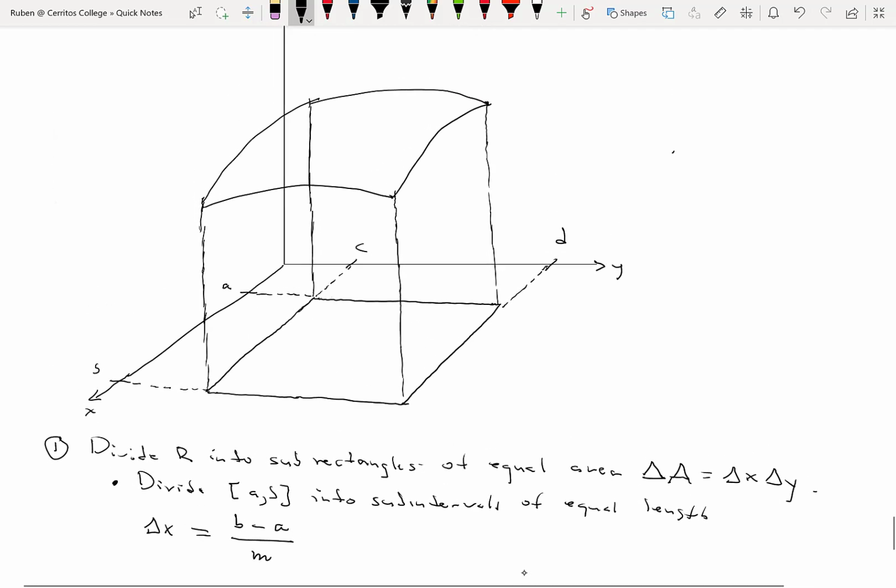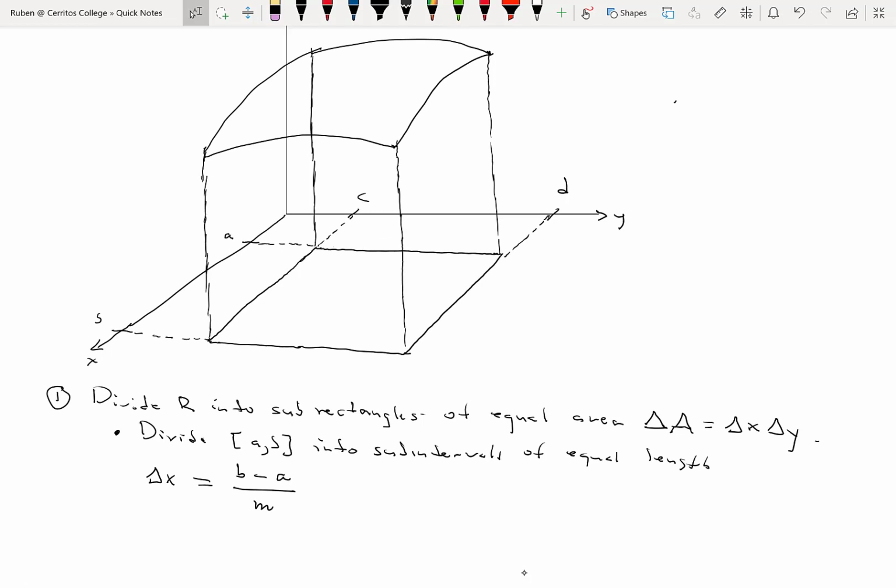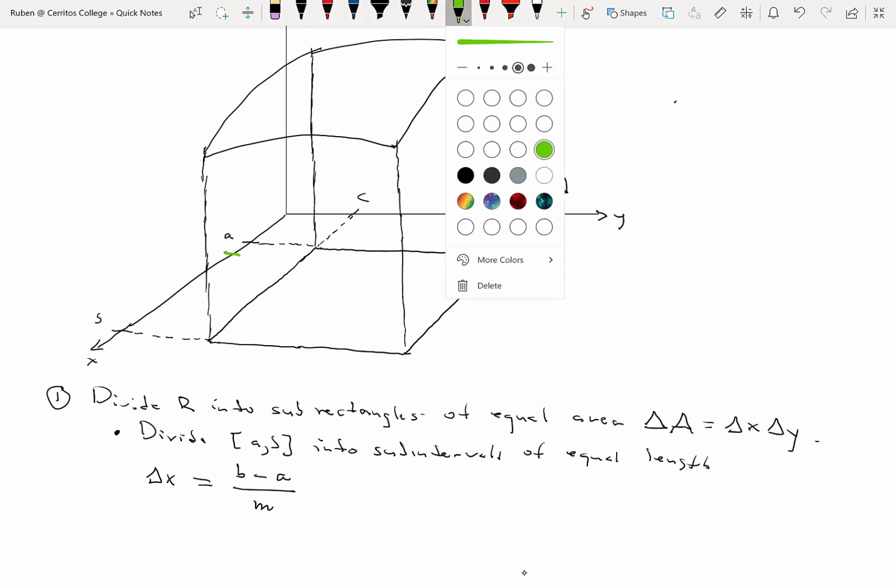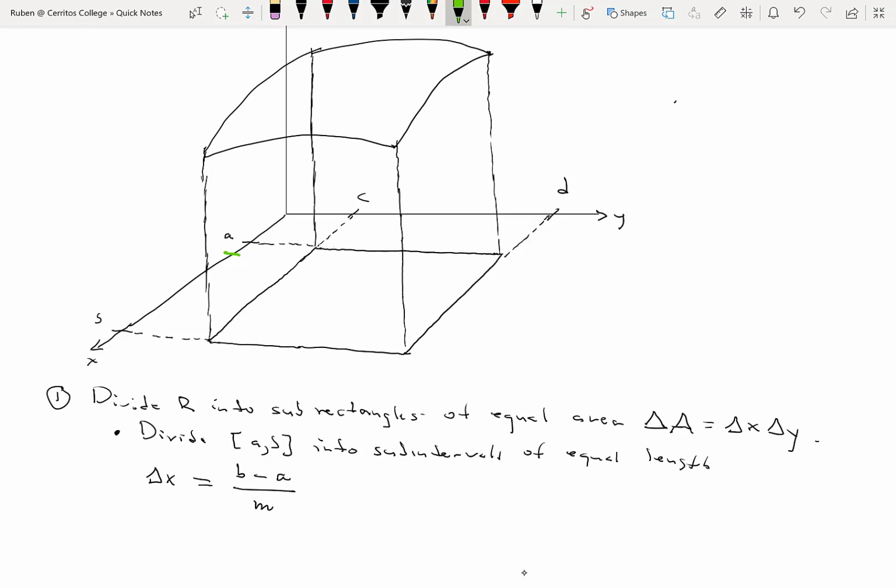Let me see. I think what I'll do is I'll use green to look at the subdivisions here. So here's, let me clean this up just a little bit, make it a little sharper. Here's x sub 1. Here's x sub m, that's B. And just before x sub m would be x sub m minus 1. And somewhere in the middle is a typical subinterval whose left-hand endpoint is x sub i minus 1, and whose right-hand endpoint is x sub i. So I divided up the interval from A to B into m, as in Mary, subintervals of equal length delta x.